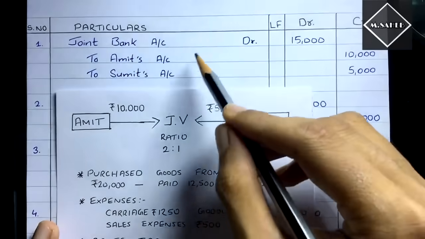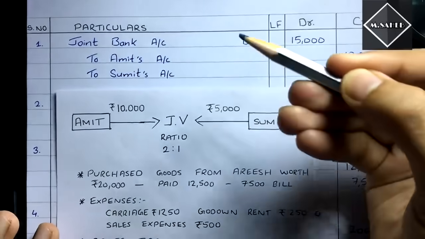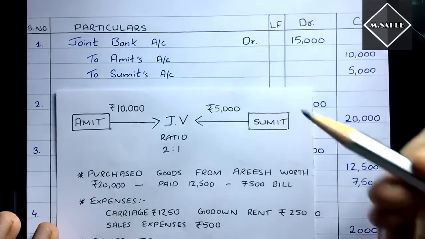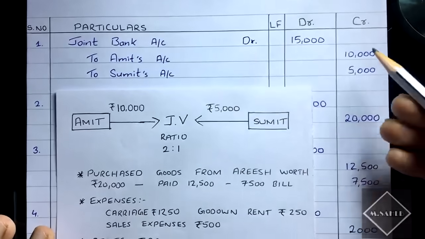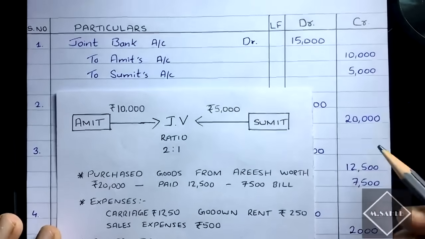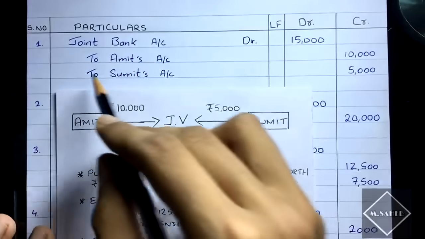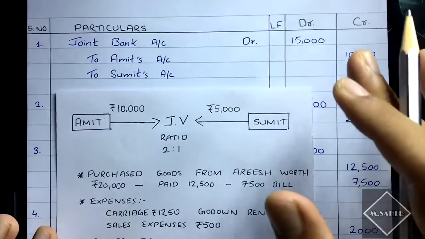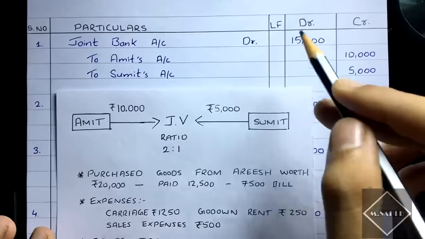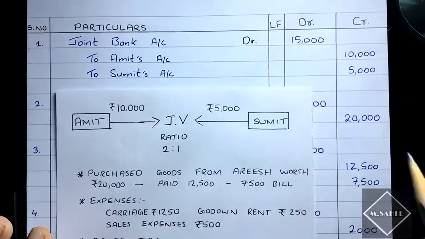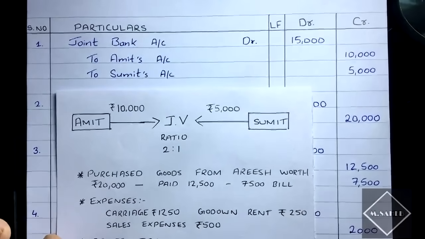Why? Because these are capital accounts. The capital accounts are increasing. Whenever a capital account increases, you have to credit. So 10,000 and 5,000 will be credited to Amit's account and to Sumit's account. Simple, right? The first entry: asset is increasing, debit; capital accounts are increasing, you have to credit. That's it. Easy, right? All right.